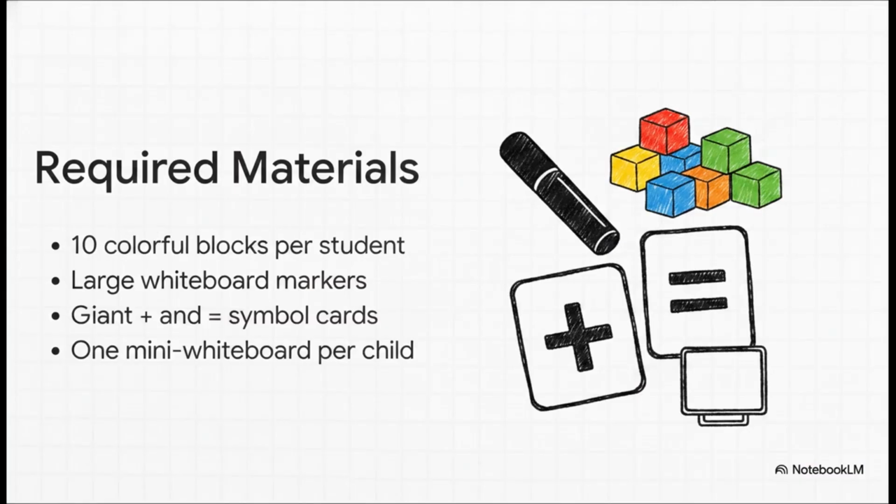So we actually begin our journey before the classroom clock even starts by defining our core objective. We really want to help students understand that numbers aren't just invisible, abstract concepts. They represent physical quantities that can be joined together to form a brand new total. To pull this off, you need specific tools ready to go. We're talking 10 small colorful blocks per student, large whiteboard markers, giant symbol cards, and mini whiteboards for every single child. We're deliberately taking abstract ideas and turning them into physical, hands-on learning that they can literally touch.